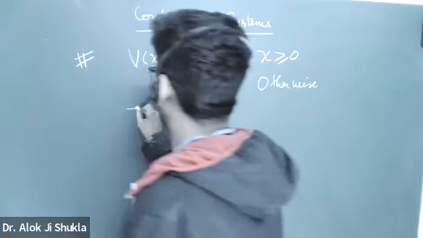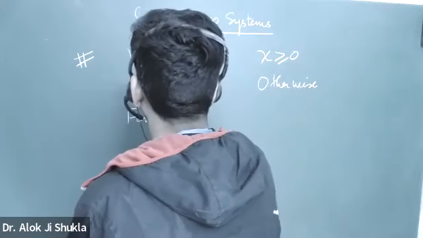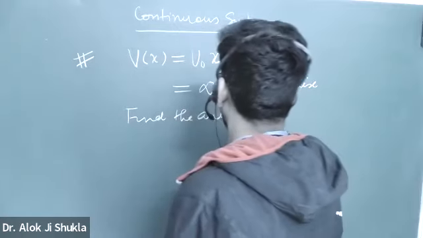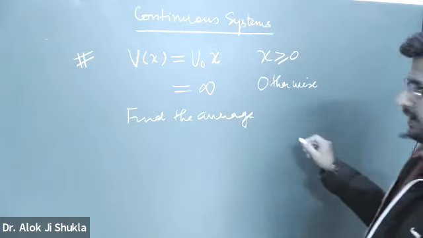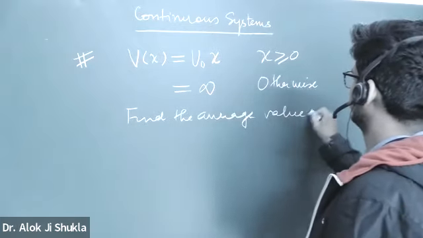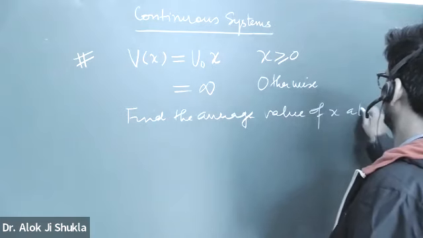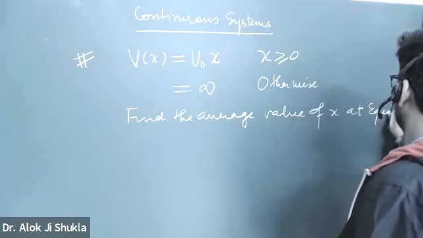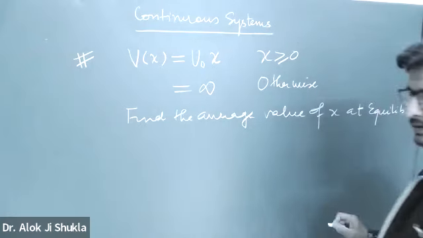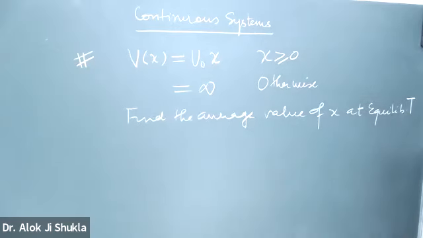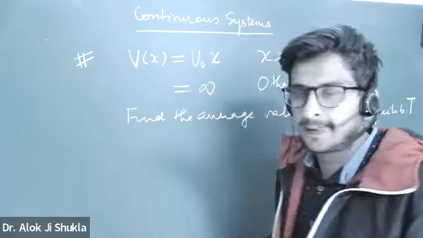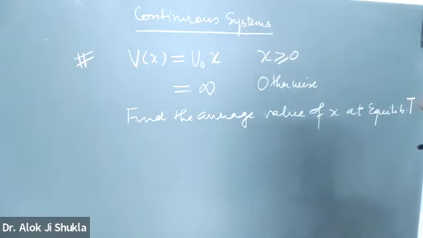Find the average value of x at equilibrium temperature, capital T. This is the question. So how to handle it? It is a one-dimensional system and you want the average of x. So how to write it?